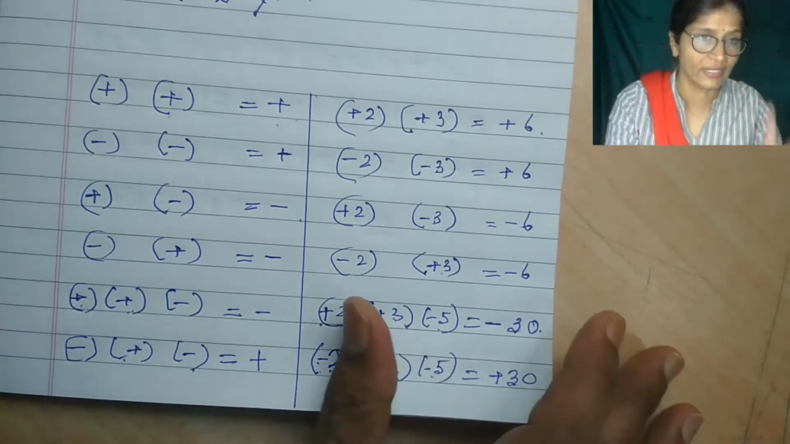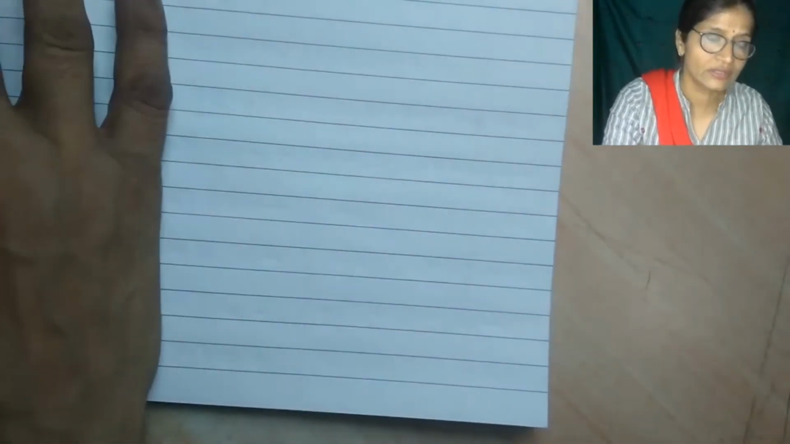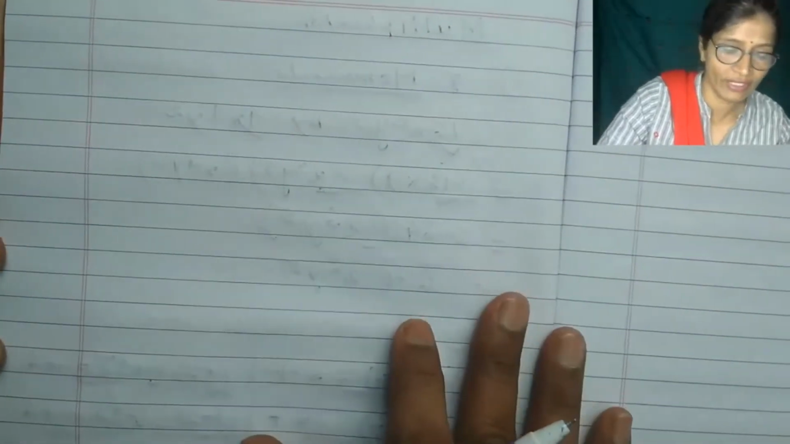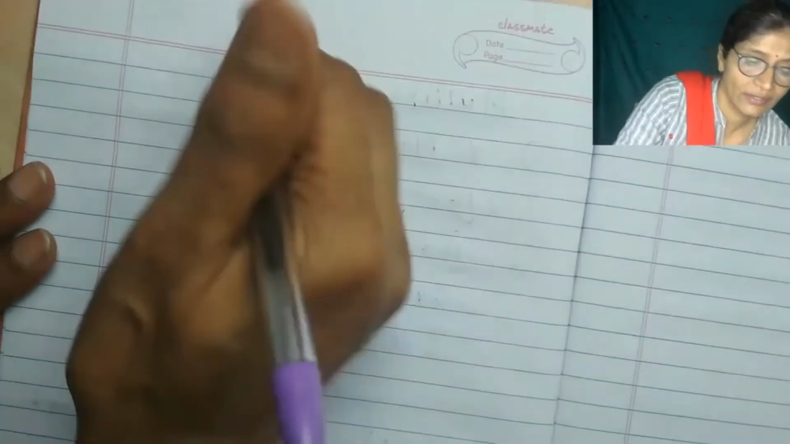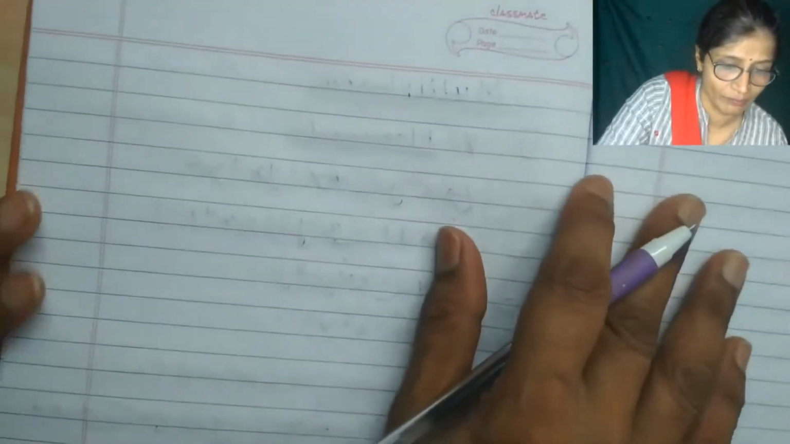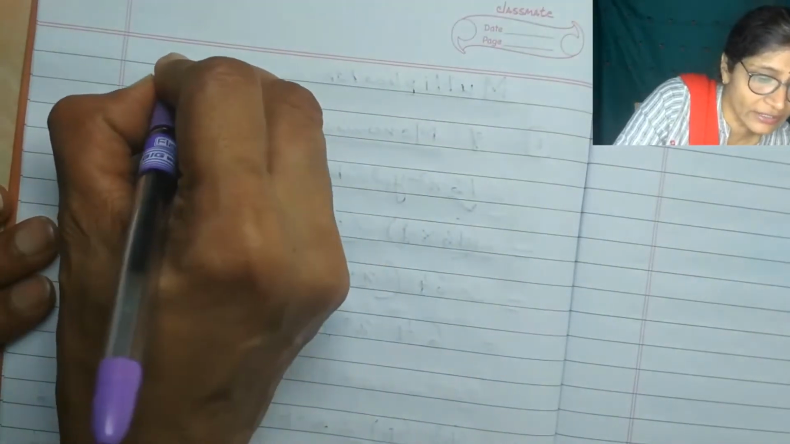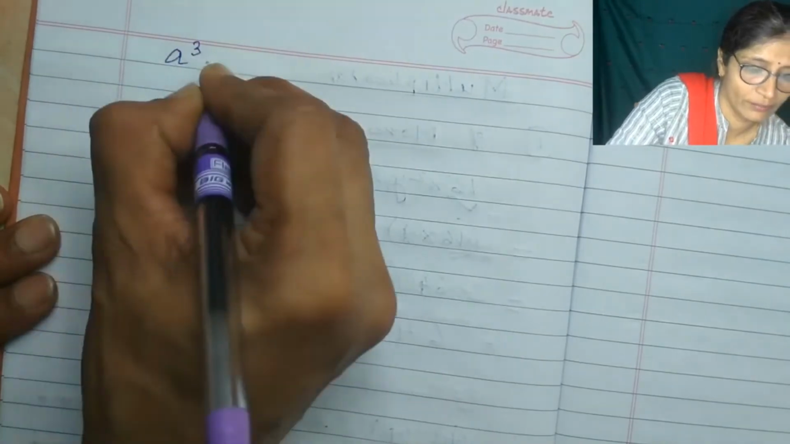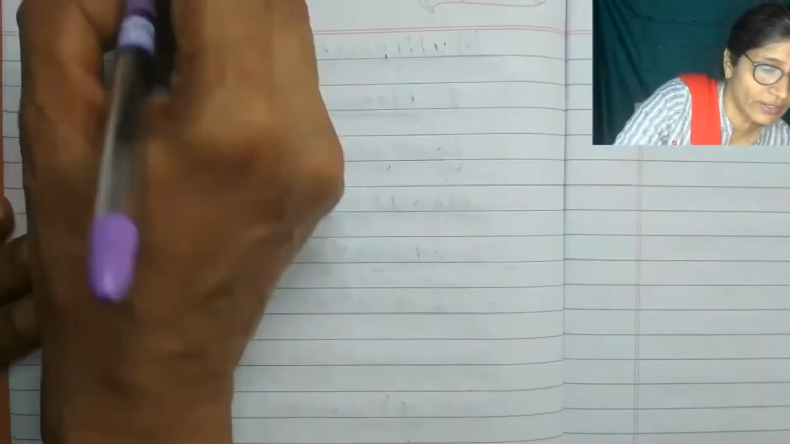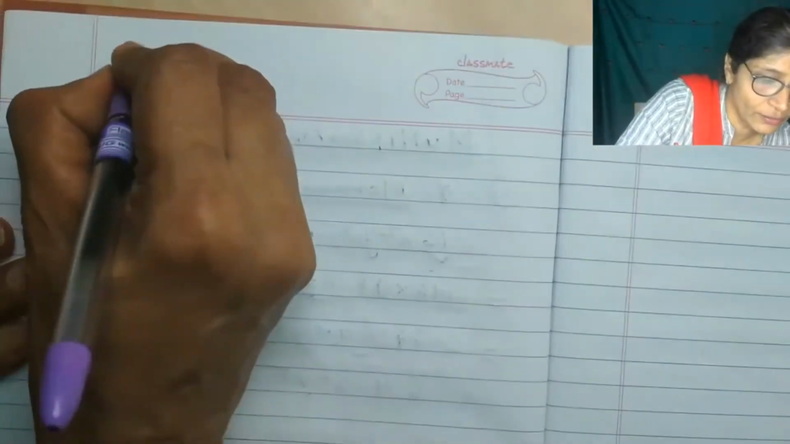One more thing. You will learn this part in exponents, but since I will use it here, I am mentioning it. If the bases are the same, this is an exponent. I write a to the power 3. You know, in arithmetic I write 2 to the power 3.